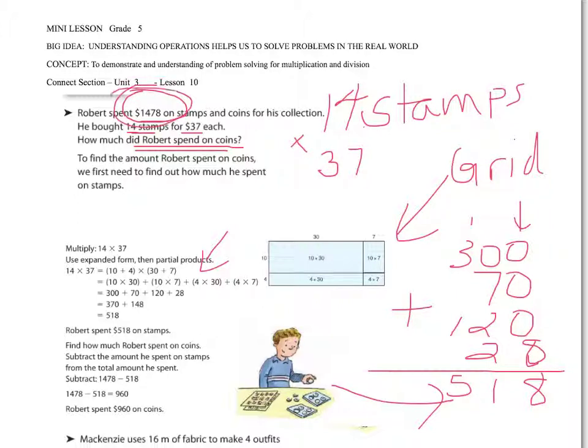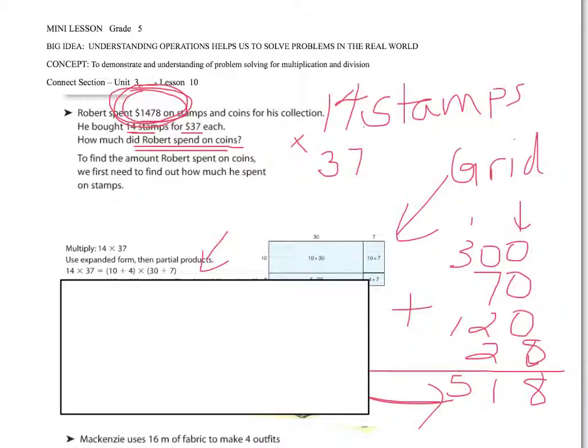I know that this is how much money he spent altogether, and we want to know how much he spent on coins if he spent this much on stamps. So my final step is going to have to be subtraction. If this was my total amount of money, $1,478, and I know I've already spent 518 on stamps, I have to take that away to see how much is left to figure out how much of that was on coins. Now, I'm just going to insert a square here so that I can do this without all of that background. One moment. All right, there we go. That's easier to work with.